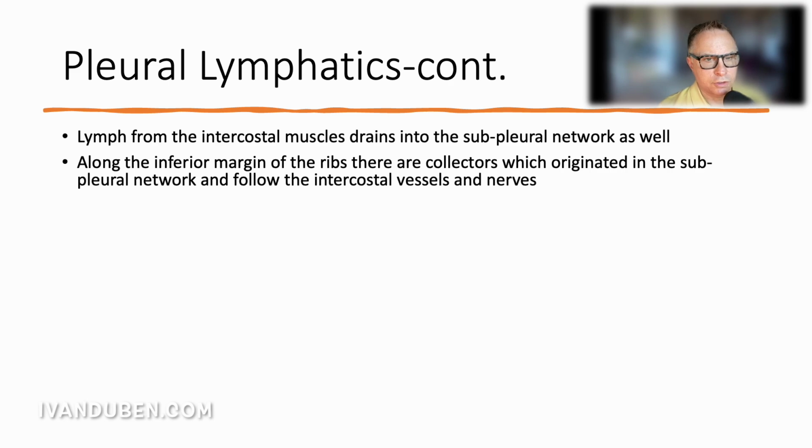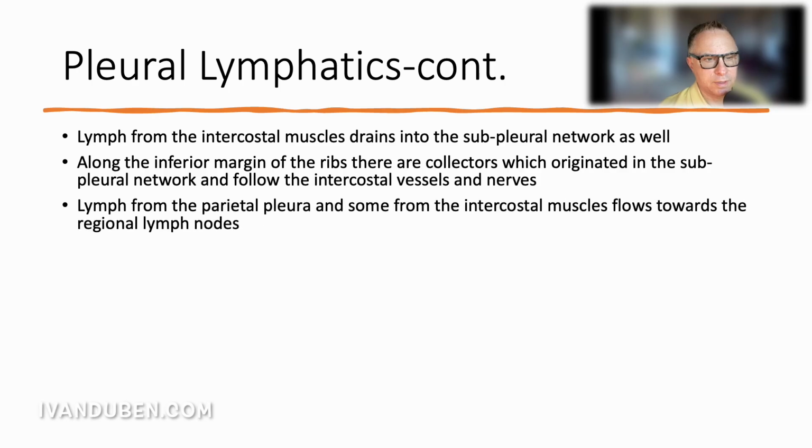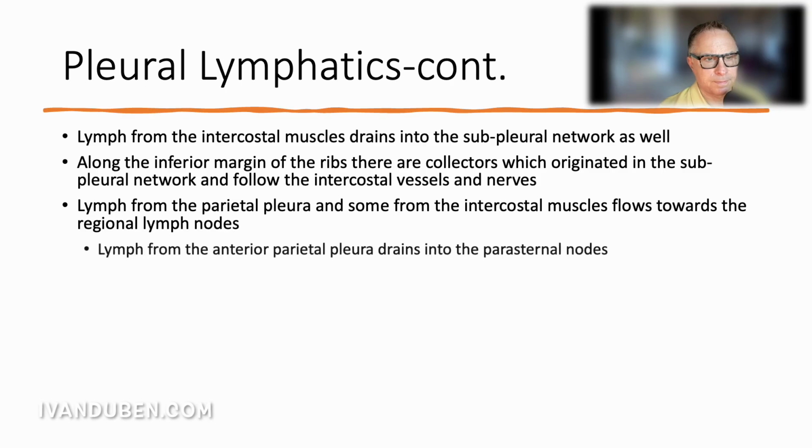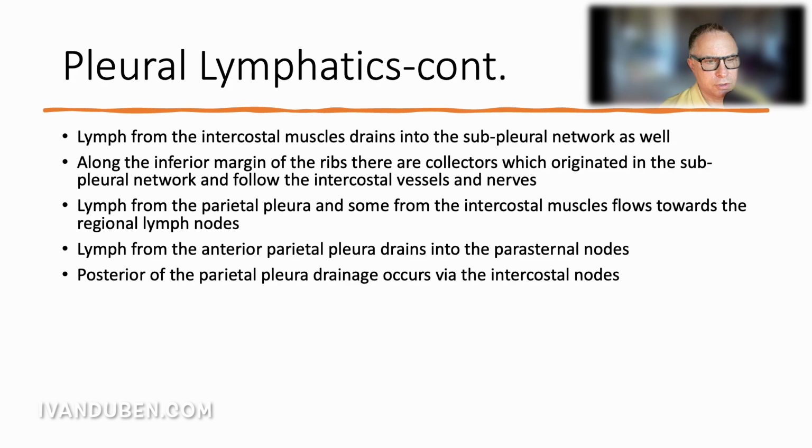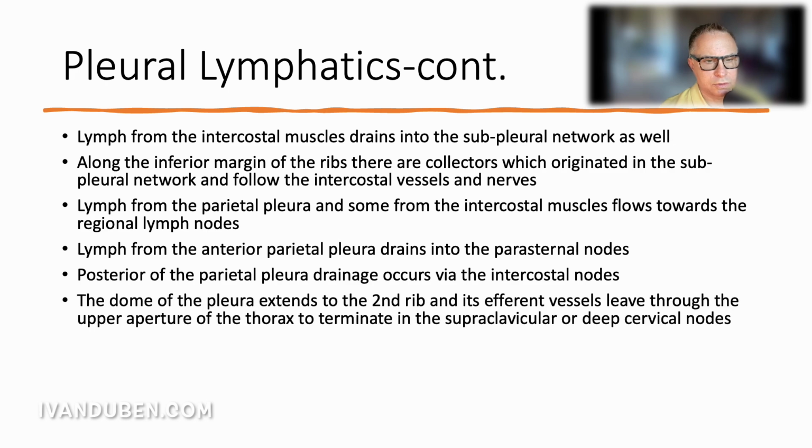Along the inferior margin of the ribs, there are collectors which originate in the subpleural network and follow the intercostal vessels and nerves. Lymph from the parietal pleura and some from the intercostal muscles flows towards the regional lymph nodes. Lymph from the anterior parietal pleura drains into the peristernal nodes. Posterior of the parietal pleura, drainage occurs via the intercostal nodes.